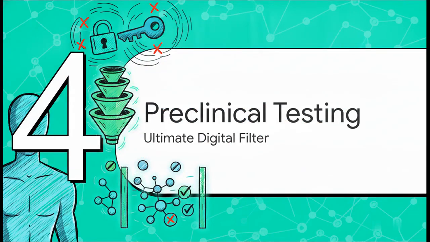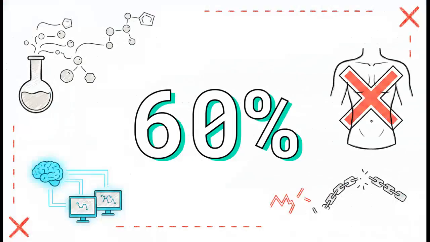All right, we've made it to step 4, preclinical testing. This is the ultimate digital filter. So your drug might fit the lock perfectly in a simulation, but is it actually safe for a human being? I want you to pay very close attention to this number, 60%. An astounding 60% of drugs fail at the clinical trial phase.